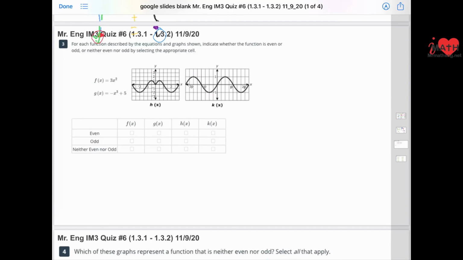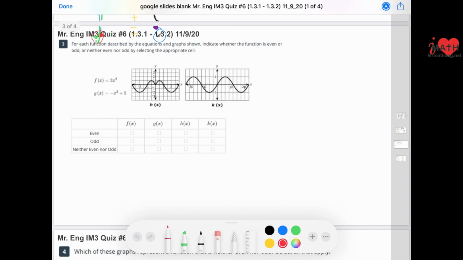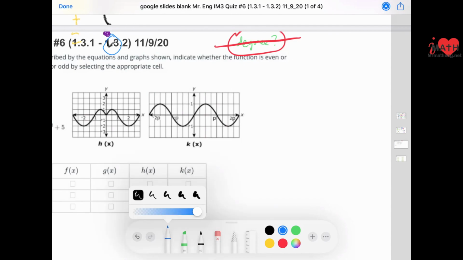All right, question number 3. For each function, described by the equations and graph shown, indicate whether the function is even, odd, or neither even nor odd by selecting the appropriate cell. The first thing I just want to ask is, does it say the word degree? If you are paying attention, the answer is no. Why is that a big deal? This problem is referring to symmetry.